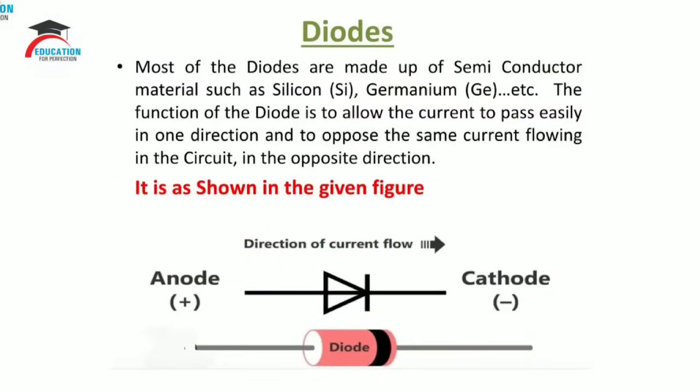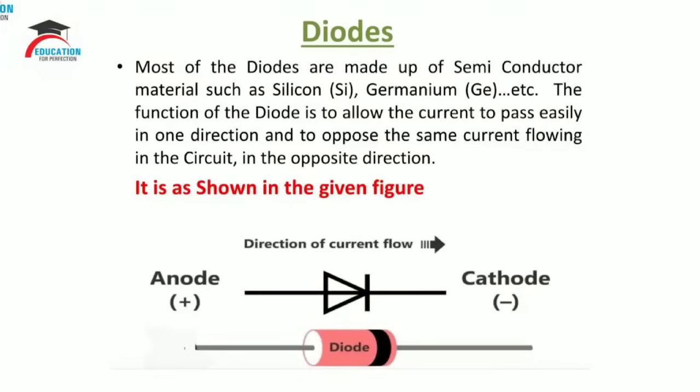Now let us come to the next topic, that is diodes. Most diodes are made of semiconductor material such as silicon, germanium, etc. The function of the diode is to allow the current to pass easily in one direction and to oppose the same current flowing in the circuit in the opposite direction. The symbol and the physical representation of a diode can be seen in the given figure, and in this way we complete the topic of diodes.